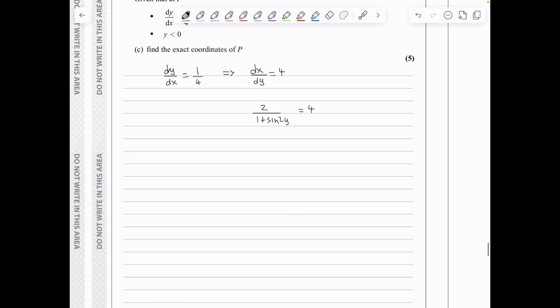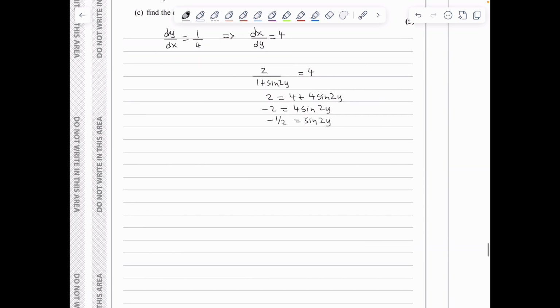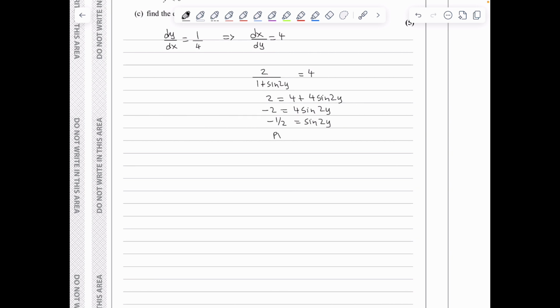I will start by cross multiplying, leading to 2 is 4 plus 4 sine 2y. So negative 2 is 4 sine 2y. So minus a half is sine of 2y. I will proceed in finding the principal value. So the PV will be inverse sine of minus a half, which is minus pi over 6. Leading to 2y is the PV of minus pi over 6 plus 2 pi k, or 2y is pi minus the PV plus 2 pi k.